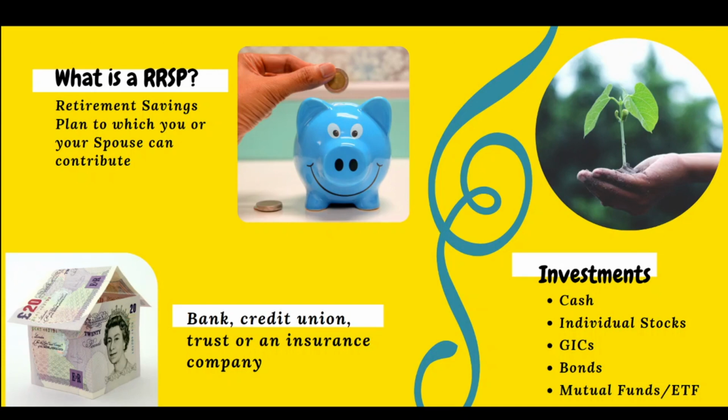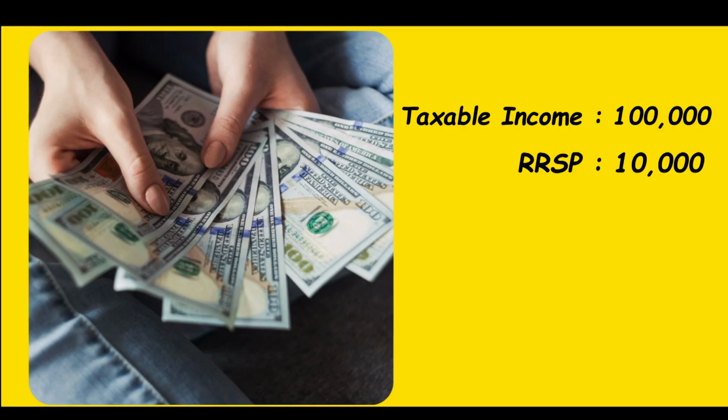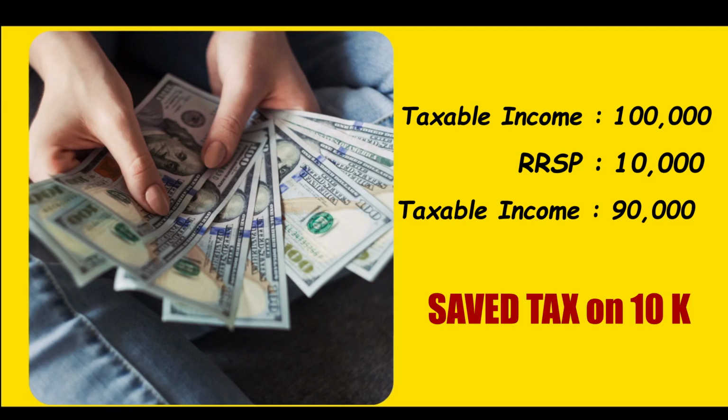The deductible RRSP contributions can be used to reduce your tax. So any money put into an RRSP up to the contribution limit can reduce your taxable income for that year. For example, if your taxable income is $100,000 and you put $10,000 into an RRSP, then your taxable income would now be only $90,000. So straight away you save tax on that $10,000 from your taxable income.